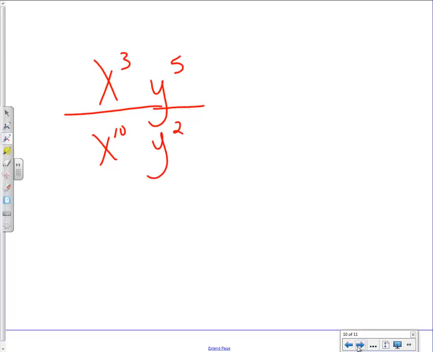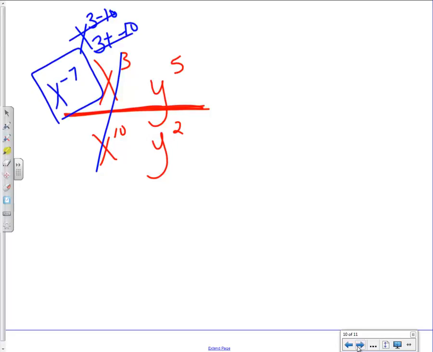Okay, we have x's and we have y's. It's a division problem. So I'm going to start with my x's. Here's my x. I'm going to subtract the top number minus the bottom number. I'm going to mark these out because I'm done with them. I know that 3 plus a negative 10 is the same thing as 3 minus 10. Signs are different. Subtract and take the sign of the bigger number. And so I end up with this as my numerator for x's.